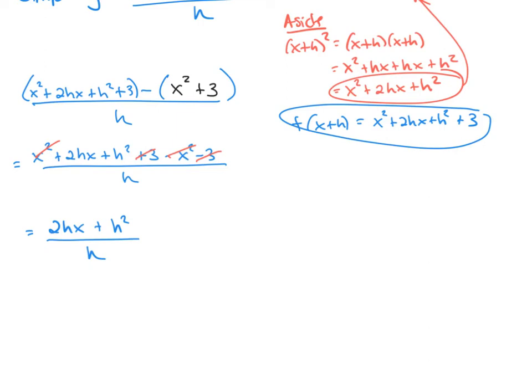And similarly to the last problem, the h's are found in all three of these terms, so they can cancel. So I'm going to reduce this h, and one of those. So we're going to get 2x plus h over 1, which is just 2x plus h. Cool. Okay, let's do one last example.